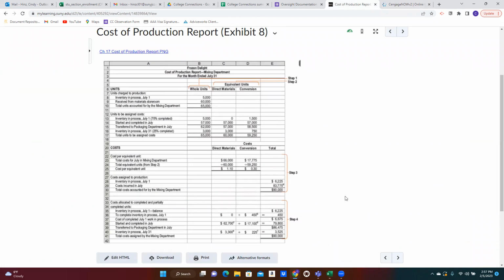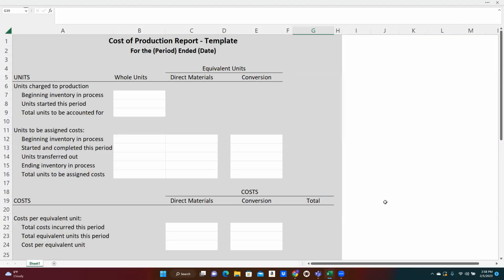And that Excel template's available for you to use for the exercises, the problem, if that's helpful, and of course on the exam as well. So let's go to that Excel template. I've already talked us through the information that's provided to us, and I'm just going to start filling in that information in the template.